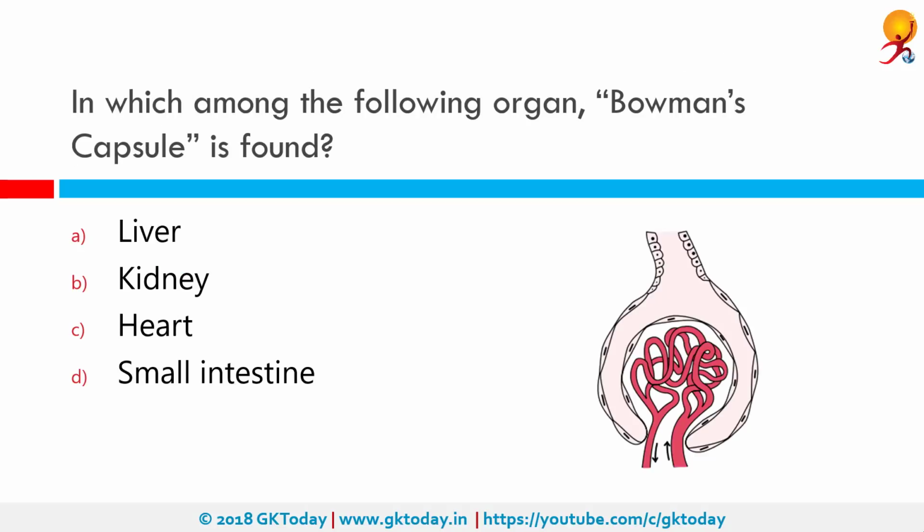In which among the following organ Bowman's capsule is found? The correct answer is kidney. Each kidney is made of tube-like structures called nephrons or renal tubules. A nephron is the structural and functional unit of the kidney.